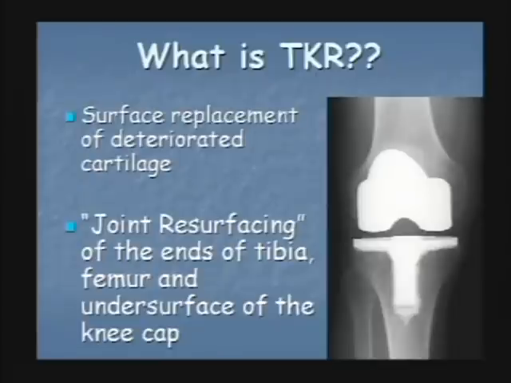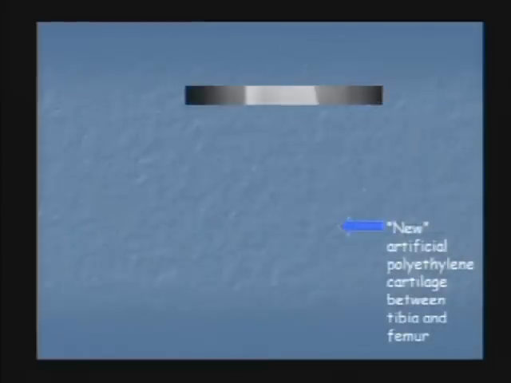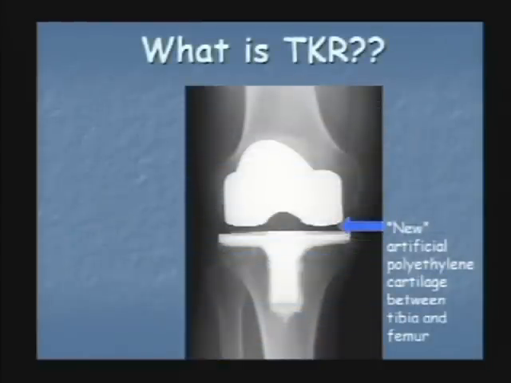Think about the last time the tread wore away on your automobile tires. You didn't need to have the whole wheel replaced, but rather only the tires. In essence, a total knee replacement surgery is joint resurfacing of the ends of the tibia, femur, and undersurface of the kneecap. Think of total knee replacement surgery as a knee cartilage replacement.